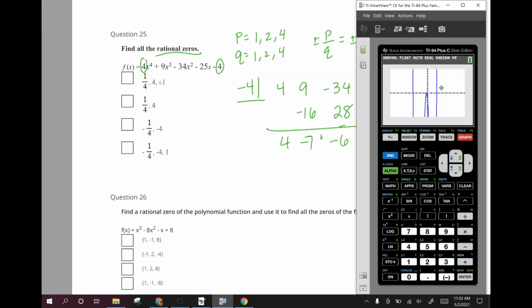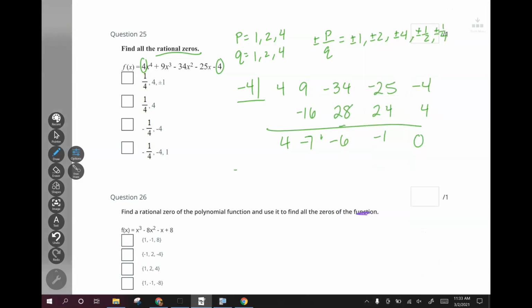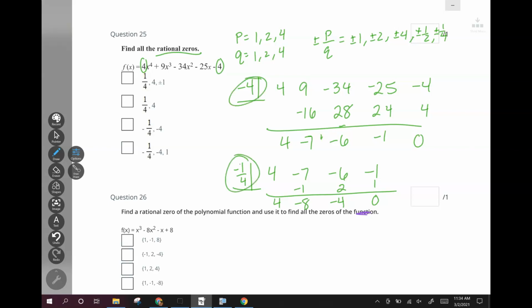So I could do synthetic division with -1/4 here. I'm going to use my new coefficients, which are 4, -7, -6, and -1. Okay, see, I get a remainder of 0 again when I do synthetic division with -1/4. So I know -1/4 is another one of my zeros. So I have -4 and -1/4 so far.